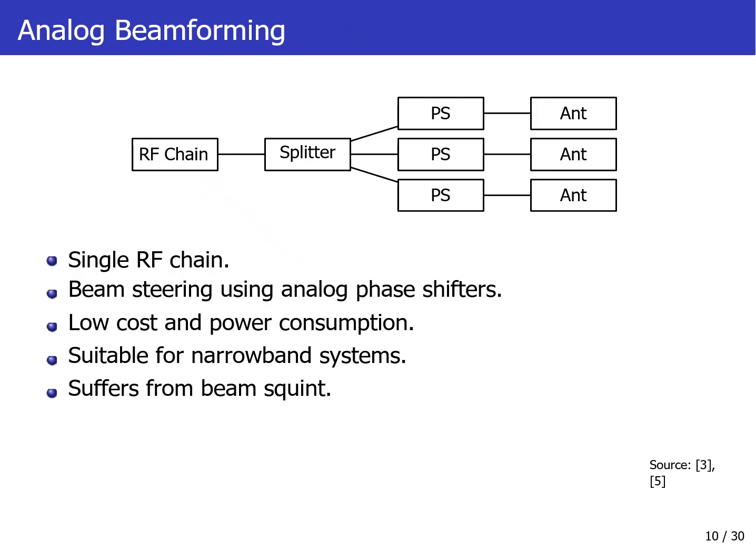Analog beamforming performs beamforming in the RF domain using analog phase shifters. A single RF chain feeds all antenna elements through a network of power dividers, phase shifters, and RF feed lines.